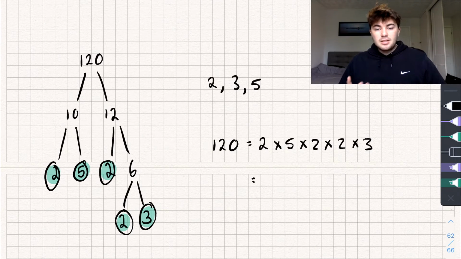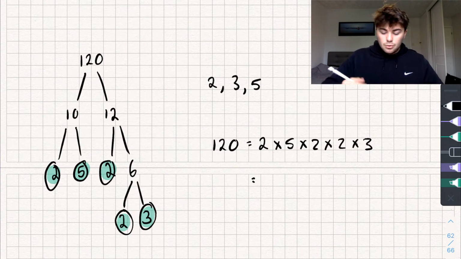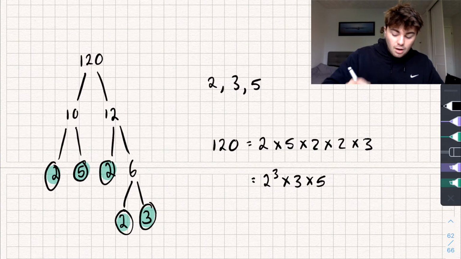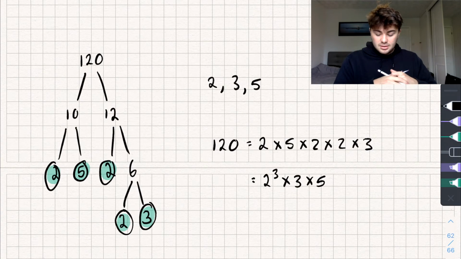Now we can actually neaten this up a little bit because we've got 2 times 2 times 2, 3 times, which is the same as 2 cubed. So I could say it's 2 cubed times 3 times 5. And that's it. We've now represented 120 as a product of its prime factors.